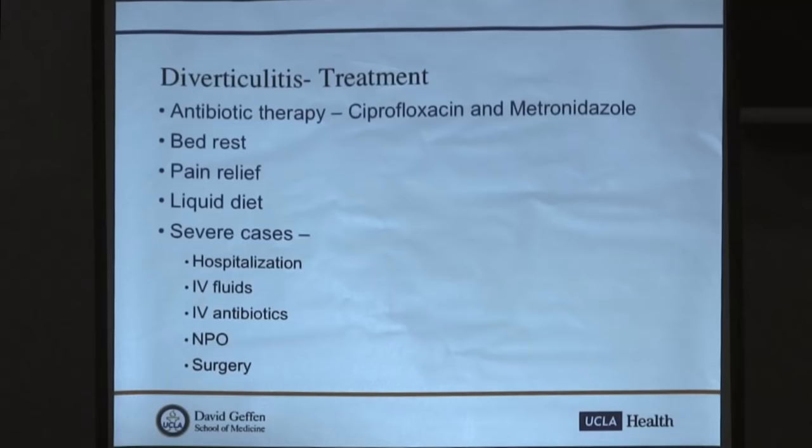So how do you treat diverticulitis? A lot of patients present to their doctor's office as an outpatient, and it can be treated on an outpatient basis if the patient's not that sick. Generally, we treat with antibiotics, and we usually use a combination of something that would cover gram-negative organisms. A good antibiotic for this is ciprofloxacin, which is a fluoroquinolone, or levofloxacin. This is often combined with metronidazole, which covers anaerobic bacteria.